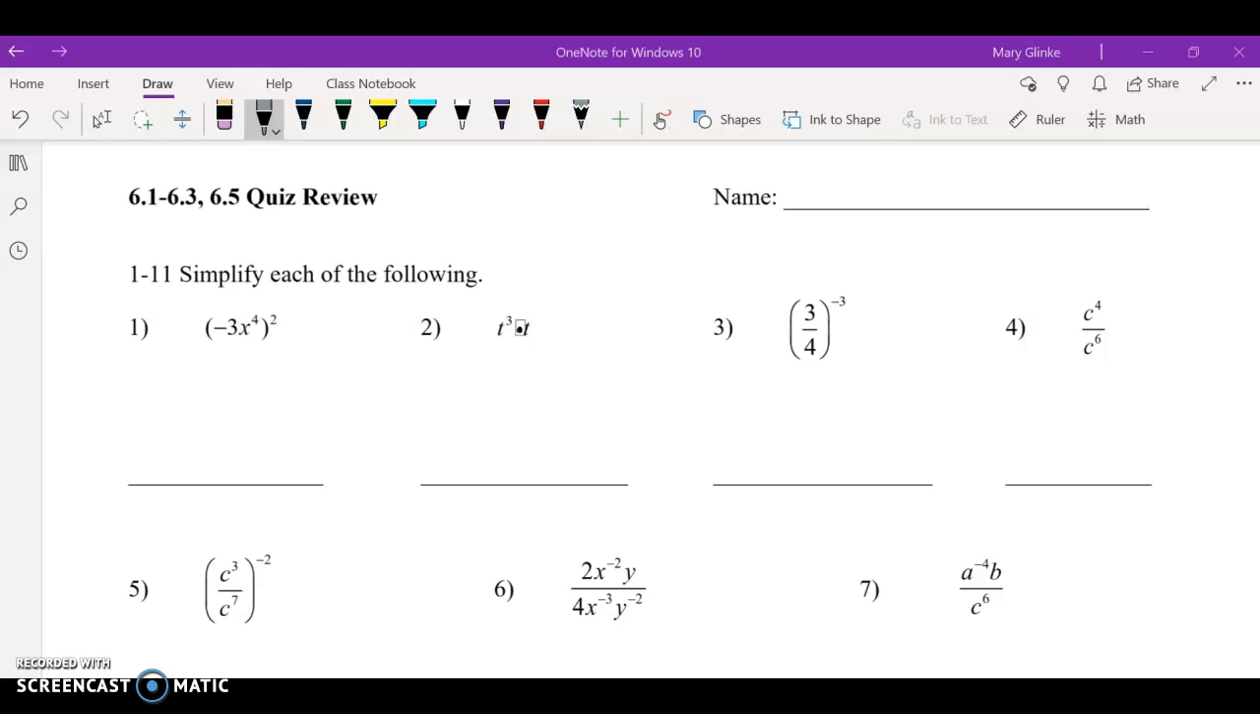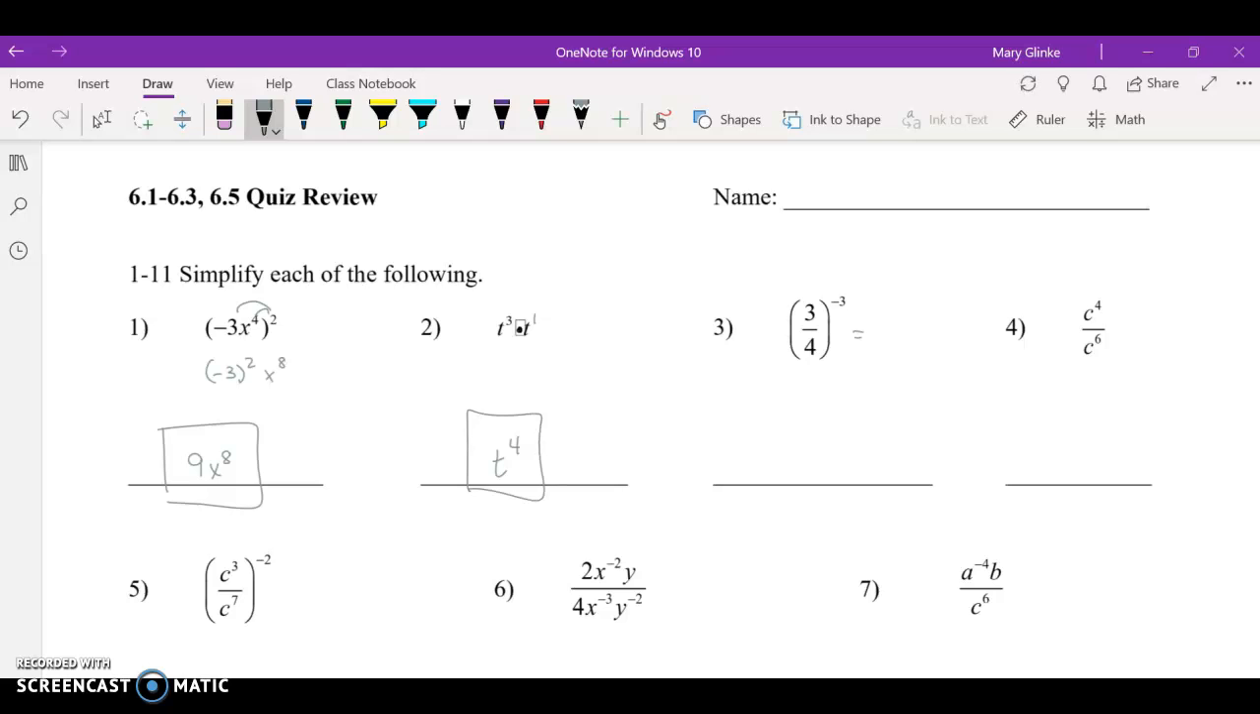So here we go. Number one, we're going to raise everything to the second power. When I raise the x to the second power, I'm going to multiply those. So when I do -3 squared, I get 9 and an x to the 8th. This next one, t cubed times t to the first power, I'm going to go ahead and add the exponents to get t to the fourth power.